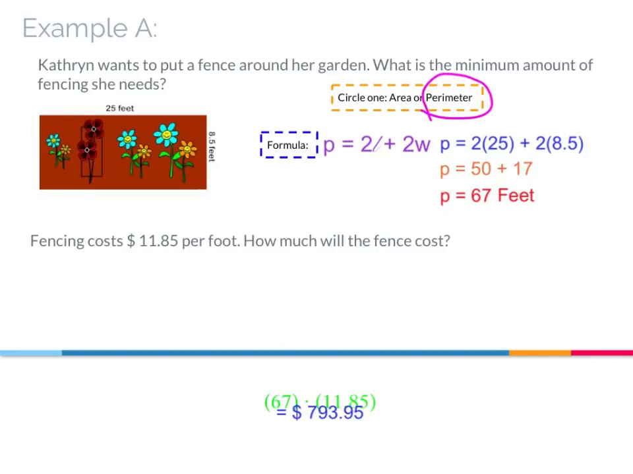And now it says that the fencing costs $11.85 per foot. How much will the fence cost? Since we know that the perimeter is 67 feet, we need to multiply the 67 times the $11.85 to give us a total of $793.95 for Catherine to put a fence around her garden.